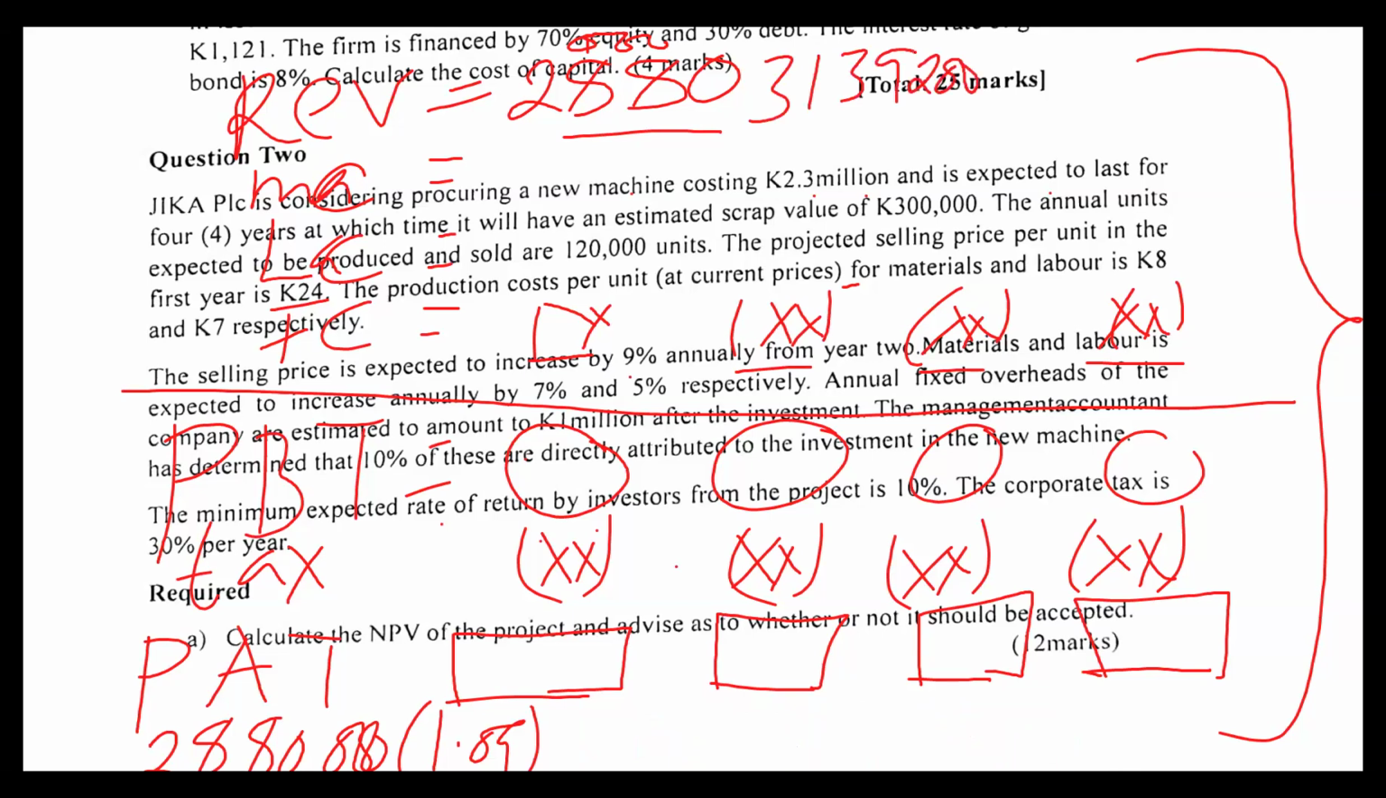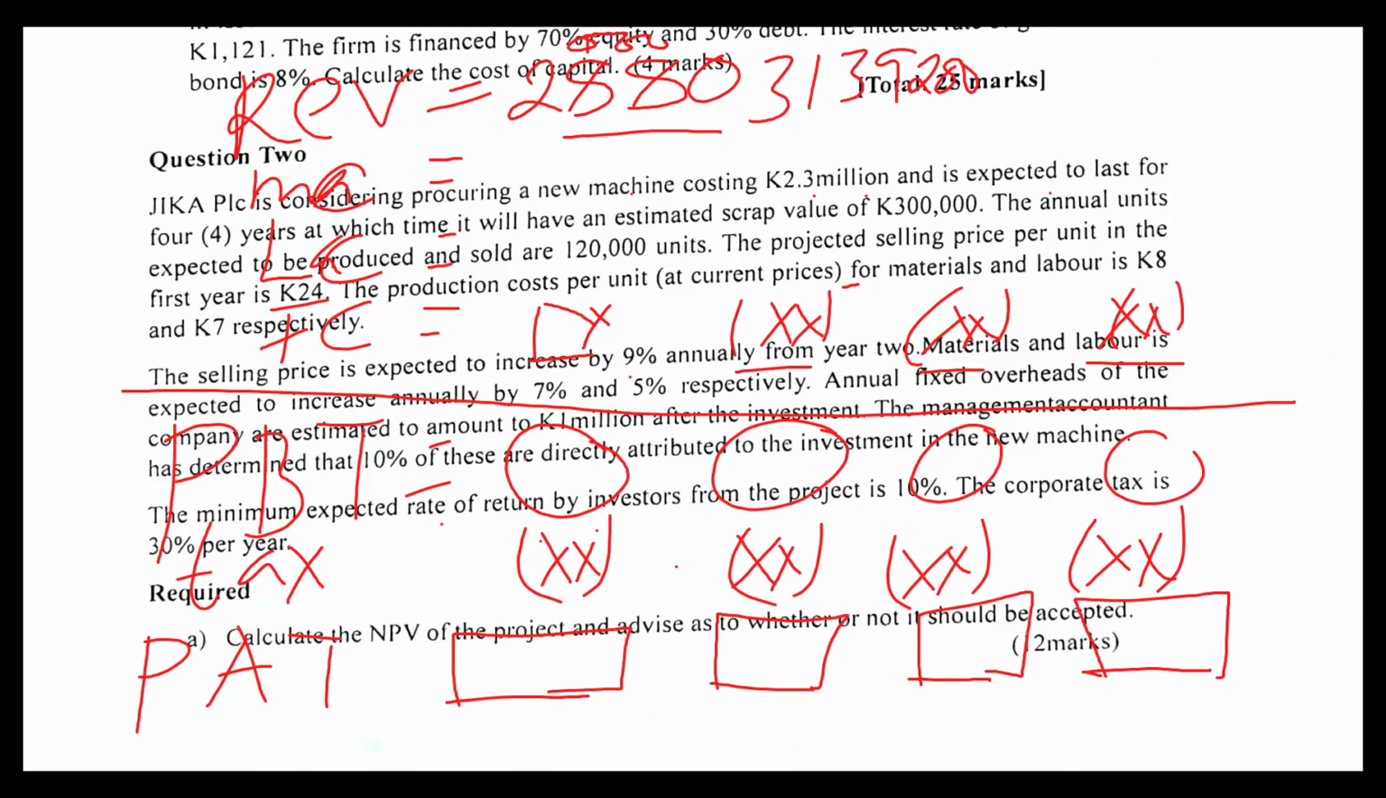Right? Yes, sir. Okay. Let's go to the third year. When you reach the third year, just use the same figure again. Can you grow this same figure at 9%? It will give you the third year. Grow this at 9%.